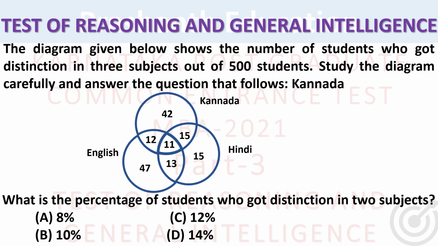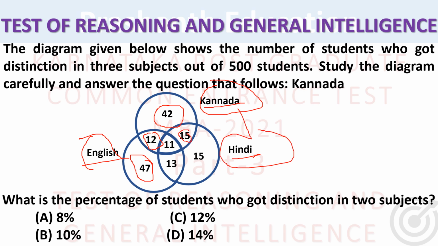Here, if you look at Kannada, Hindi, English, these are the subjects, and they have given us some data of distinction. What it means: 47 students scored distinction in English only. 12 students scored distinction in English as well as in Kannada. We have to know these things in the Venn diagram, or else it will be difficult. For example, 42 students scored distinction in Kannada, whereas 15 students scored distinction in Kannada as well as in Hindi.